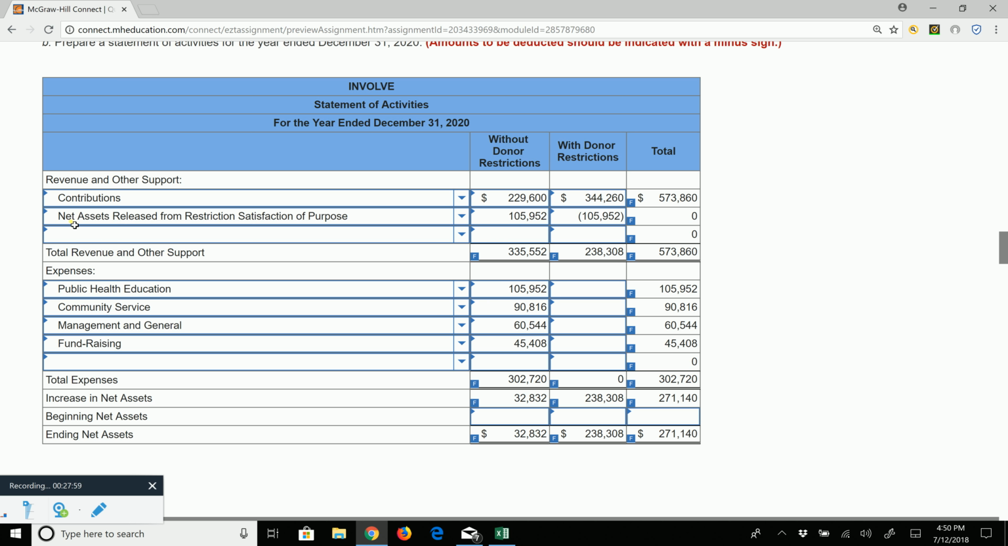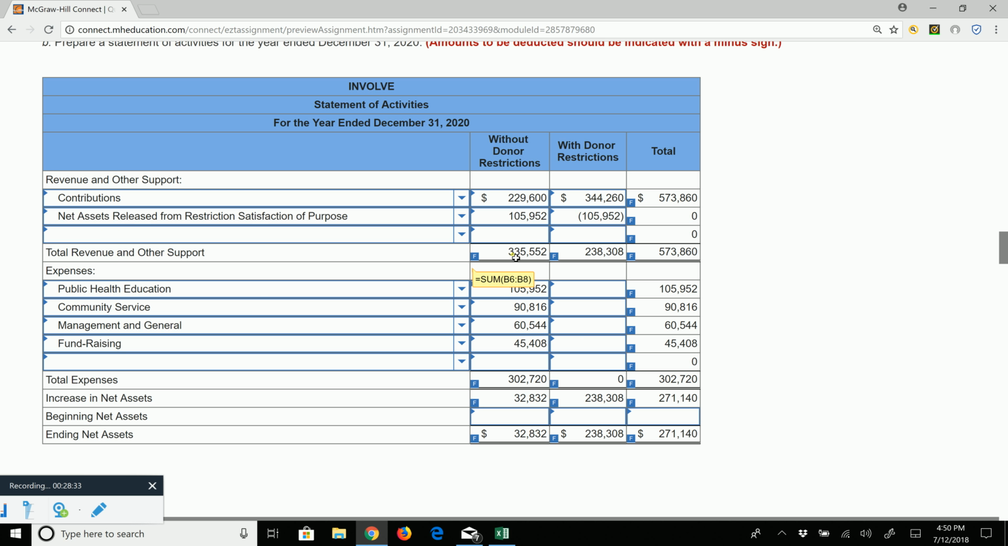First, you remember this account that we used, net assets released from restrictions? All right, with donor restriction, that was debited. That's why it's a negative number. Without donor restriction, we credited that account. So it's a positive number. It's adding to the revenue account. And the other thing I wanted to show you is that all expenses are reported in the without donor restriction column. We never ever have expenses in the with donor restriction column.